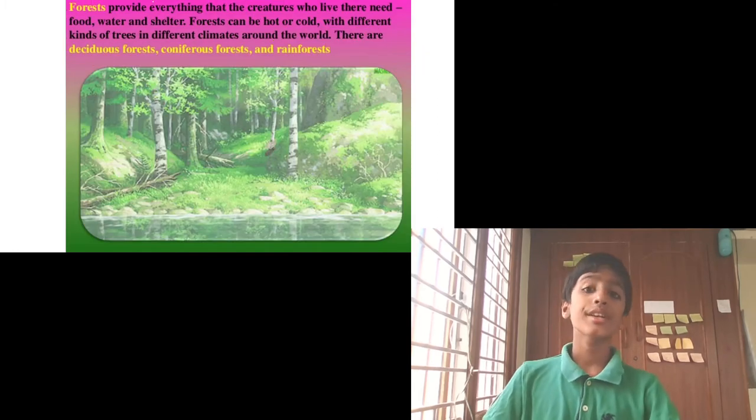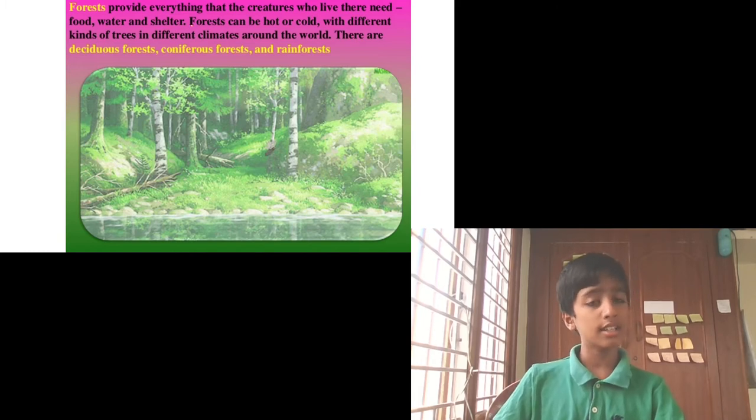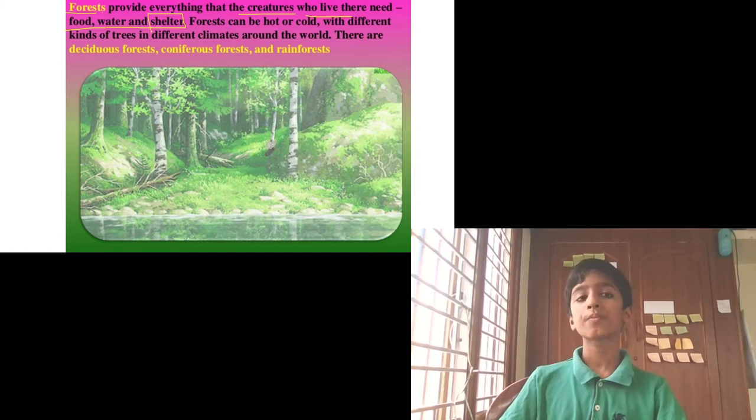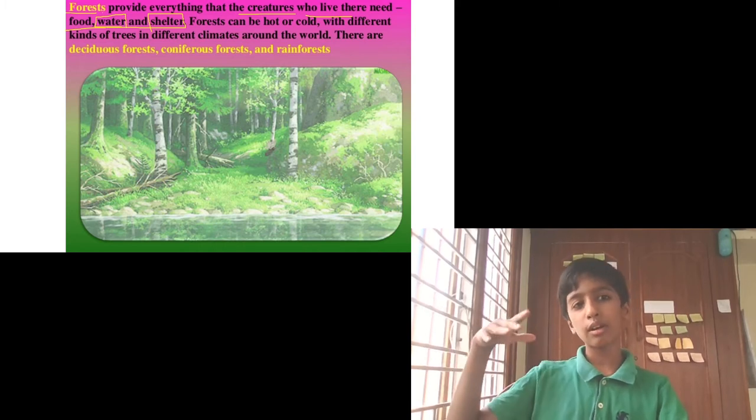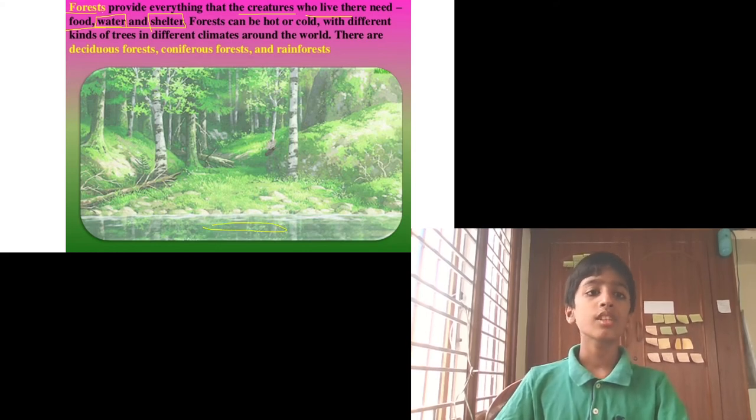Now the forest provides everything that the creatures who live there need. Yes, their habitat will be that, so they will be adapted to that habitat. They need food, water and shelter, right? Forest can provide shelter by plants, right? And after rain, from the plants or trees, the water will be falling again and water will be there. Here you can see there is so much water and food. Yes, food, like there will be so many mango trees and other trees. From there you will get food, right?